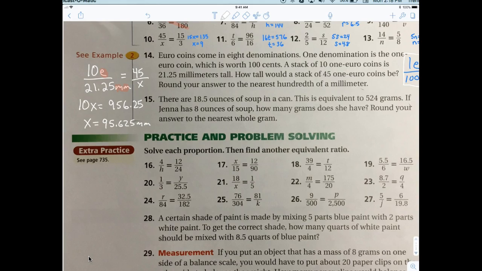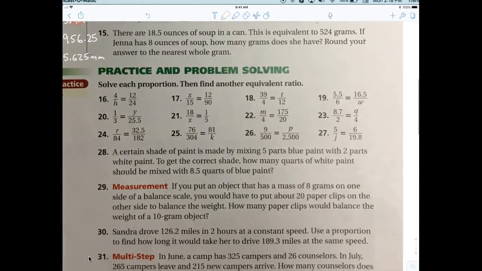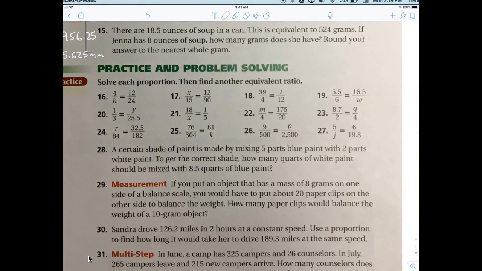Because they're talking about stacks. All right, now let's talk about number 15. It says, there are 18.5 ounces of soup in a can. This is equivalent to 524 grams. So what is equivalent? 18.5 ounces is to 524 grams. Very good. Everybody with me on this?